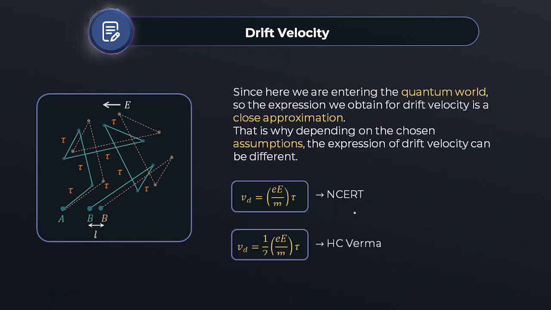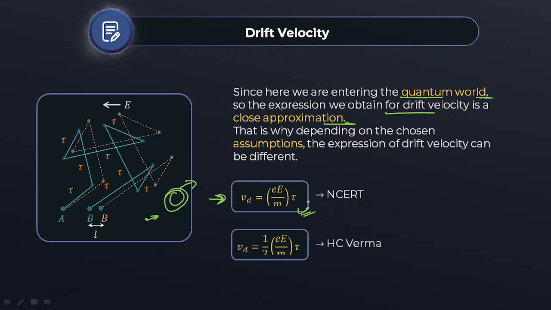Now if you see NCERT, this is the formula given, and when we go to this microscopic level, or we can say the quantum world, in which we are observing the motion of electrons, these are very random motions, and the electrons are revolving and then they jump to the next orbit and then it moves on. Since we are entering the quantum world, the assumptions we obtained for drift velocity are a close approximation. So when I say this is drift velocity, this is one close approximation. It depends on whatever expression we get.